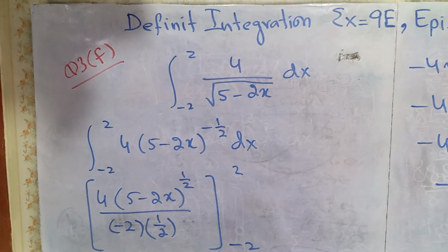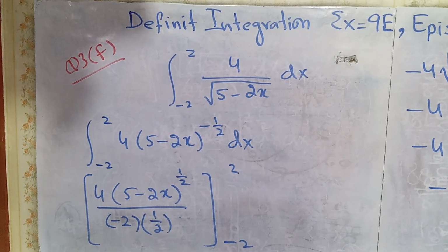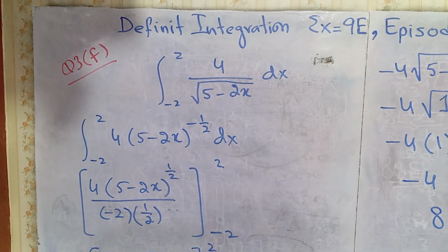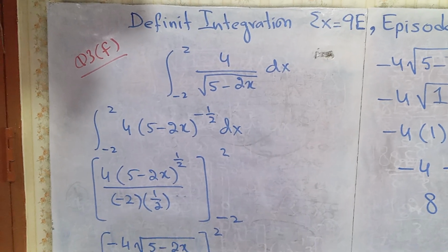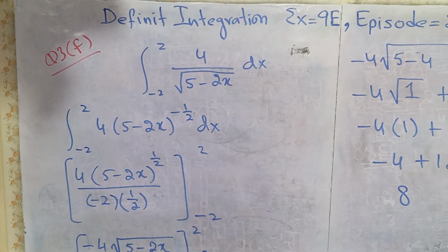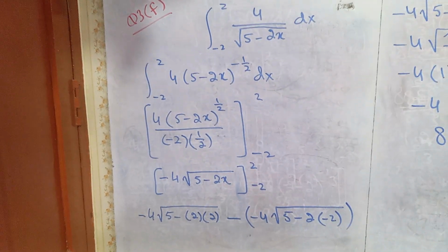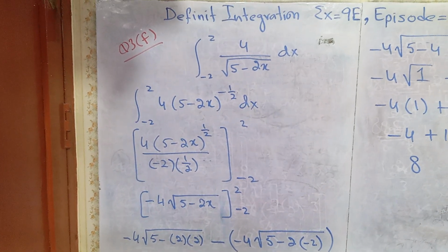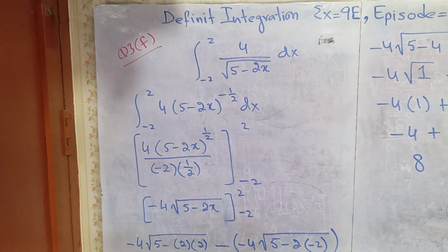So my dear students, the solution of question number 3 and its F part is showing up on your screen. First of all, I will bring this denominator upstairs, so the power will become negative. That's why you can see we have written 4 bracket 5 minus 2x bracket close raised to power minus 1 by 2. Now we can integrate it. The power will be increased by 1, so minus 1 by 2 plus 1 will be positive 1 by 2.